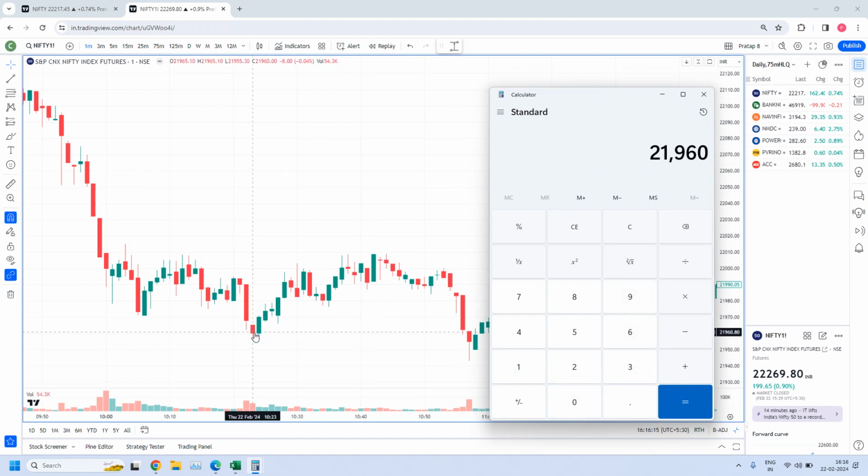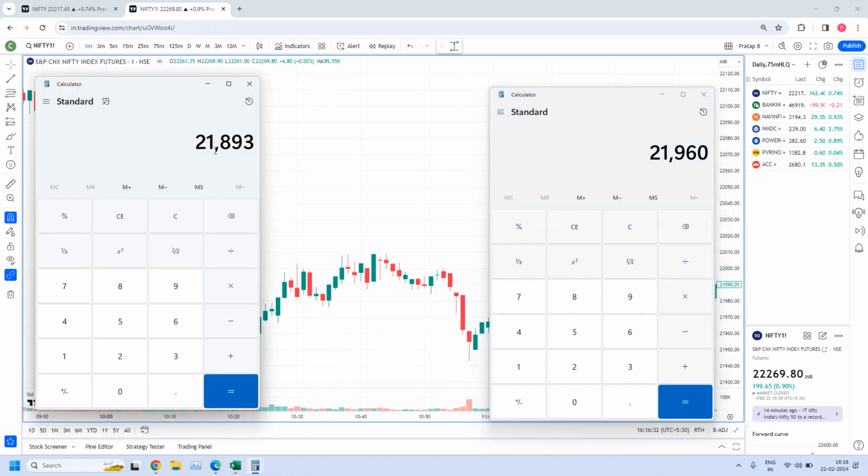21,960. Let me place my mouse once again and let us cross check this value. So it is 21,960. And what is the equity value at the time? Let me open the first one. See, 21,893 equity price, but futures price is 21,960. There is a difference in the price, but you are not trading with 21,893. You placed your order at 21,960.